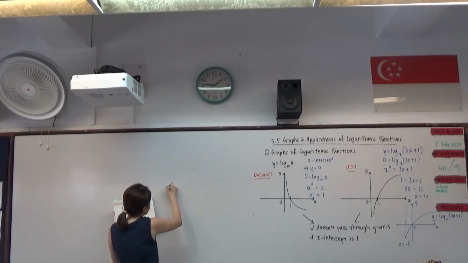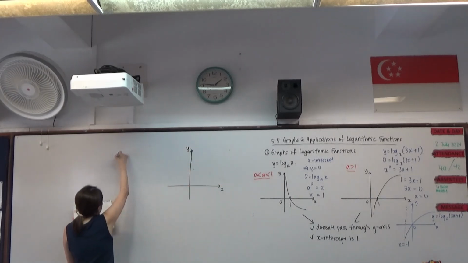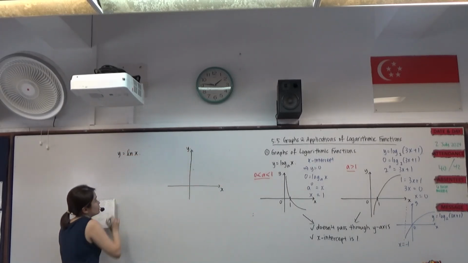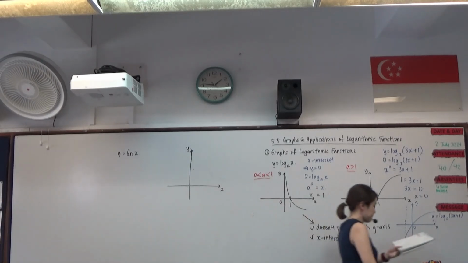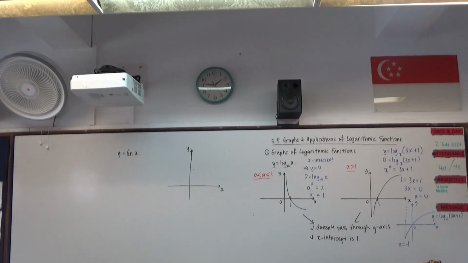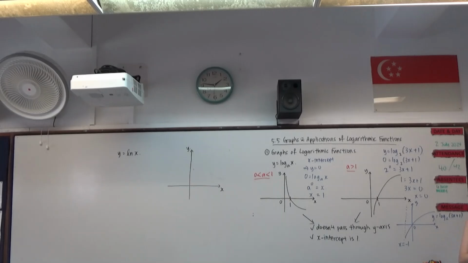If I were to look at the ln function, meaning your y equals ln x, can you tell me what shape we should take? What shape should we take? The first one or the second one? Second one, why?